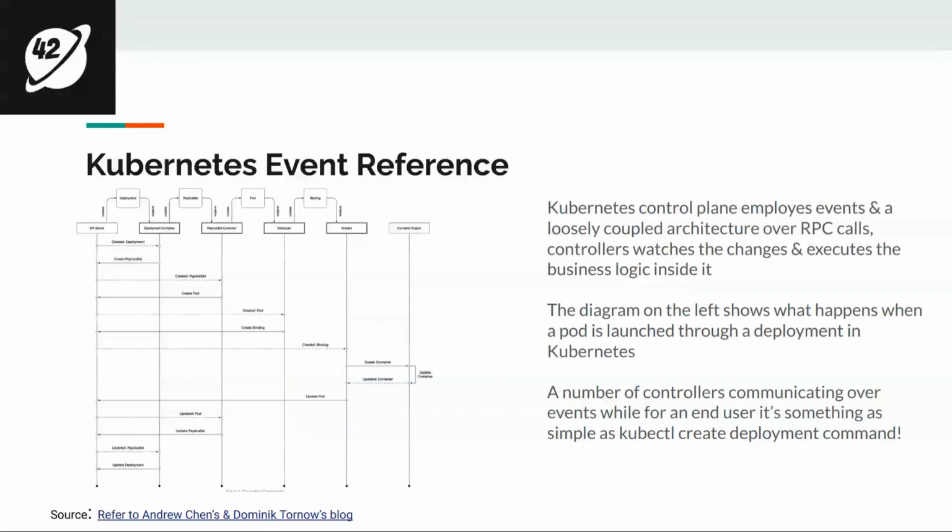Well, I apologize for the not so clear sequence diagram, because indeed there are a lot of pillars and boxes here. That's why I have linked the resource where I drew a lot of inspiration from. There's an excellent blog from Andrew Chen and Dominic Torno called The Mechanics of Kubernetes, which is very thorough, very detailed, and it was written 4 or 5 years ago.